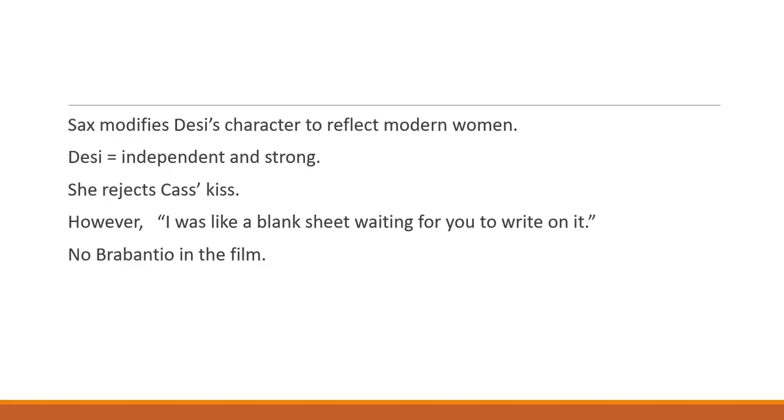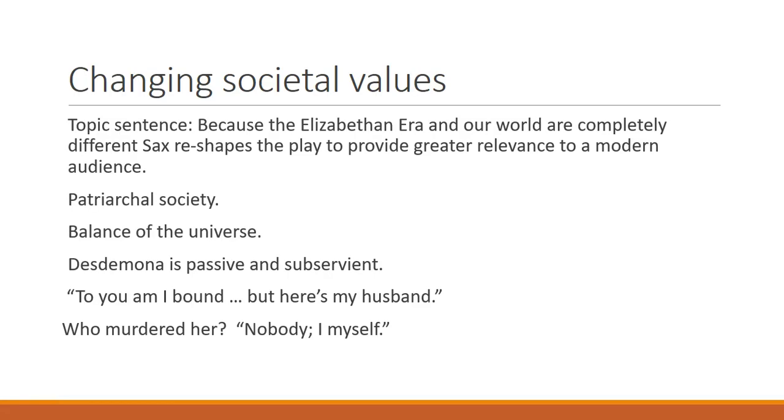I've talked in the opening of the paragraph. I've had a clear idea here that I'm talking about context, the changing of the context. Sachs has to reshape that. The main idea I introduce here is that the play presented a patriarchal society. I support that with a bit more evidence of the context of the era by talking about the balance of the universe.